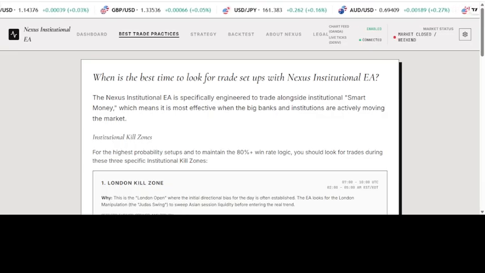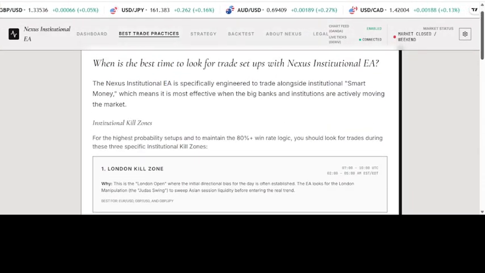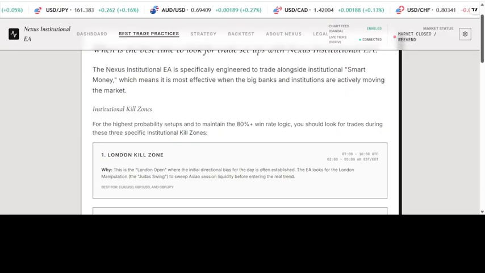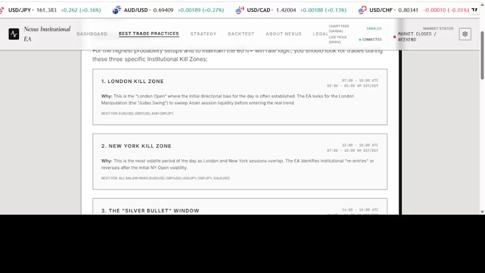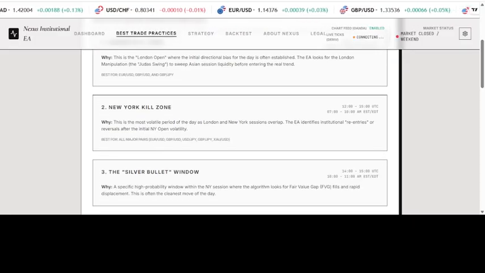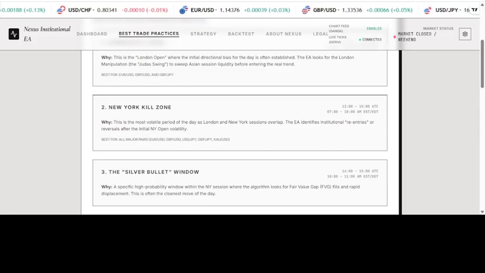And so I have a category here that helps you figure out when is the best time to trade. It explains the sessions that this EA works best on. It works on the London kill zone, which is 2 to 5 a.m. Eastern Standard Time or 7 to 10 Universal Time. Then it also works well during the New York kill zone, anywhere from 7 a.m. to 10 a.m. Eastern Standard Time.